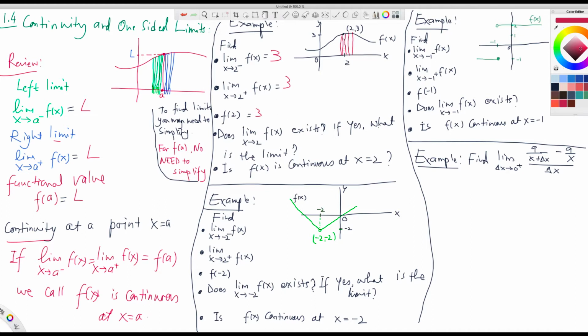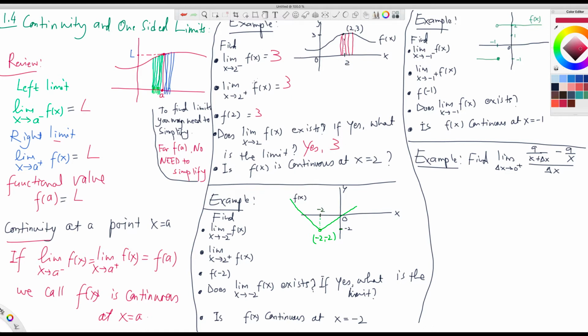Since these three are equal, the limit exists, okay? So for the limit existence, you need the left limit and the right limit equal. For the continuity, we need all these three things equal. So the limit exists, yes. What is the limit? The left limit and the right limit are equal to 3. So the limit is 3. You see that? Is the function f(x) continuous at x equals 2?